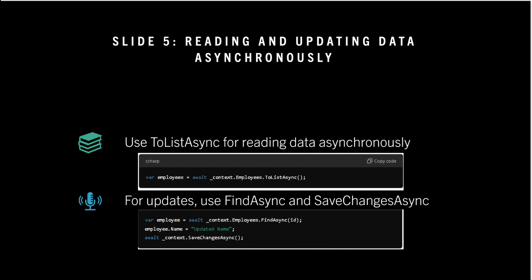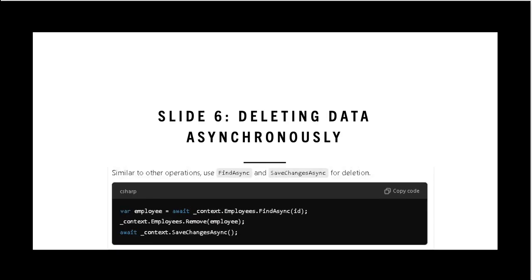How about delete? If we consider deleting data asynchronously, the process is similar to updating data. We use the FindAsync method to locate the entity, followed by SaveChangesAsync to commit the deletion. Using the async method ensures that deletion doesn't block other operations while it waits for the database response.